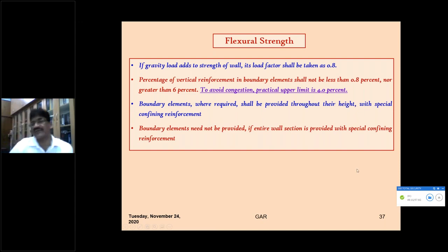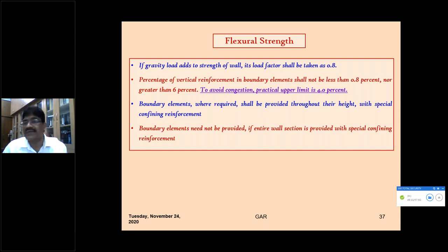So the minimum area of cross section of steel is 0.8%, and the maximum is 6%. But when you look into the practical conditions, the condition of reinforcement, you use 4% as for a column. So they are basically like columns, but the interaction of these boundary elements with the shear wall is very important. Separating the contribution of boundary elements and the shear wall is very important.